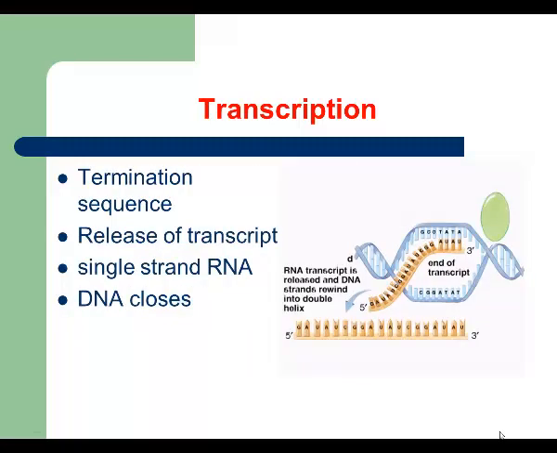And then transcription continues until RNA polymerase reaches what we call the termination sequence, meaning the end of a gene. When RNA polymerase reaches the termination sequence, the end of the gene, then it means transcription is completed. RNA will be released and the DNA molecule will be closed back into double-stranded DNA.